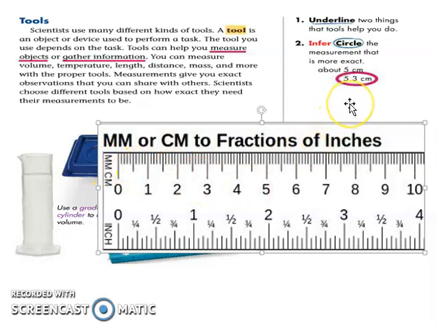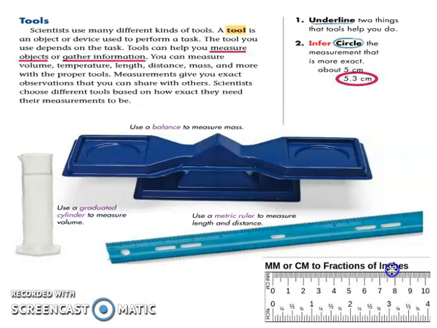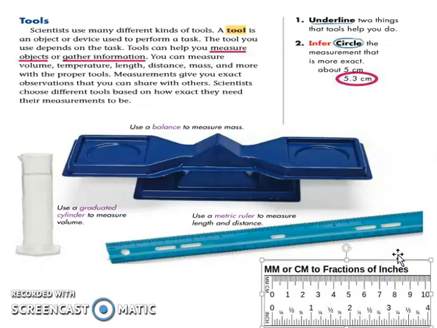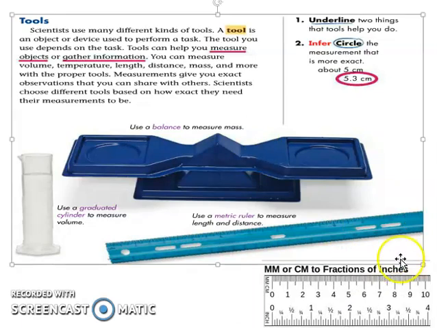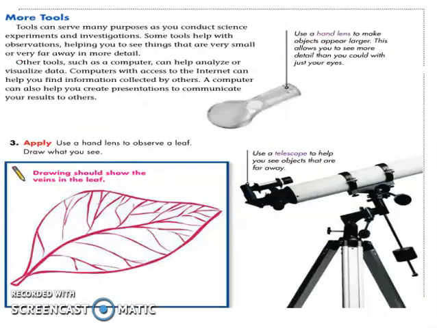Which is more exact? 5 centimeters or 5.3 centimeters? Of course, the more exact and more precise is 5.3 because it includes the small details of the object that you measure. So when you are using a metric ruler, you can measure even the tiniest details of the object. Let's proceed to the next page.